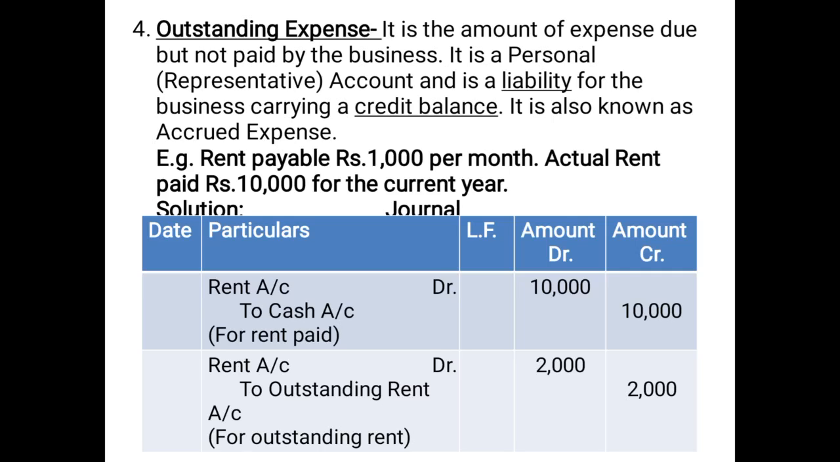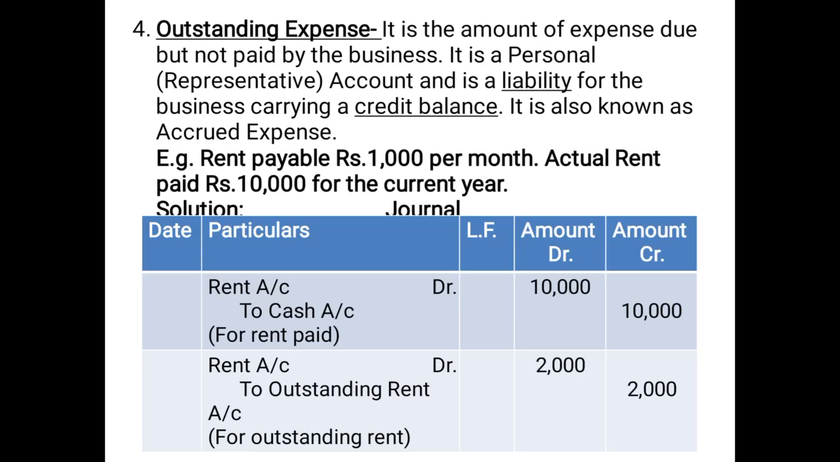For example, rent payable rupees 1000 per month. Now how much rent is payable? Per month 1000. And in an accounting year, how many months are there? 12 months. So if the rent is to be paid as 1000 per month, that means 1000 for 12 months. How much money is to be paid as rent? 1000 into 12, that is 12,000 has to be paid. Actual rent paid 10,000 for the current year.